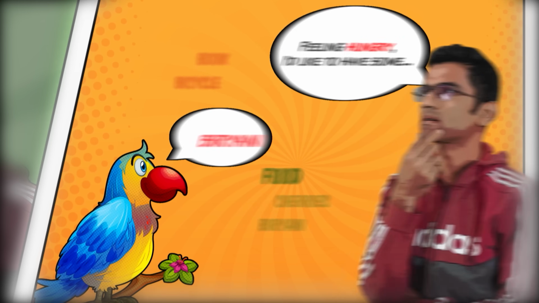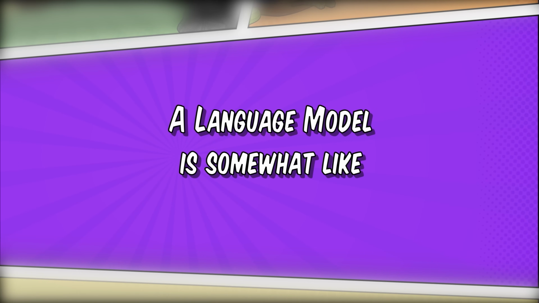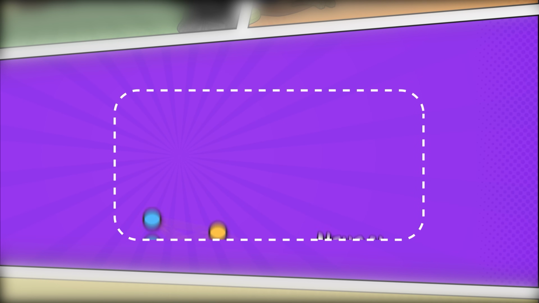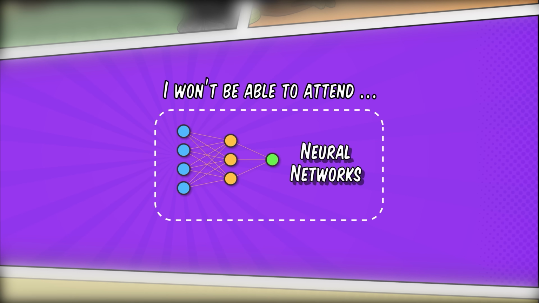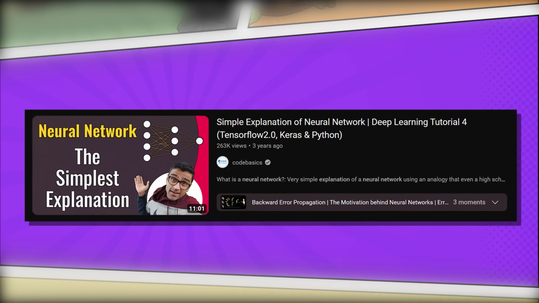We can call Buddy a stochastic parrot. Stochastic means a system that is characterized by randomness or probability. A language model is somewhat like a stochastic parrot. They are computer programs that use a technology called neural networks to predict the next set of words for a sentence. For a simple explanation of a neural network, please watch this particular video.